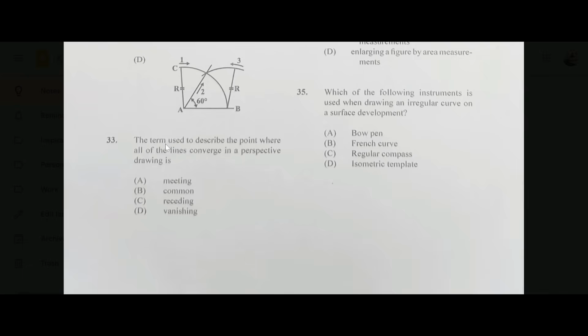Number 33, the term used to describe the point where all of the lines converge in a perspective drawing is D. It's a vanishing point, D.